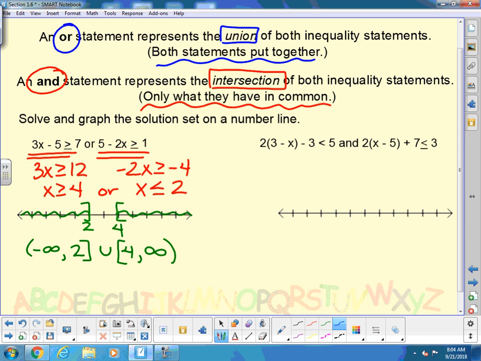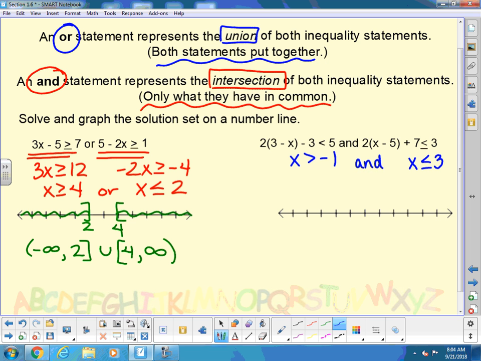What did you get as a solution for this first one? X greater than negative 1? And what about the second one? X less than or equal to 3? Good? Everybody okay with getting those?